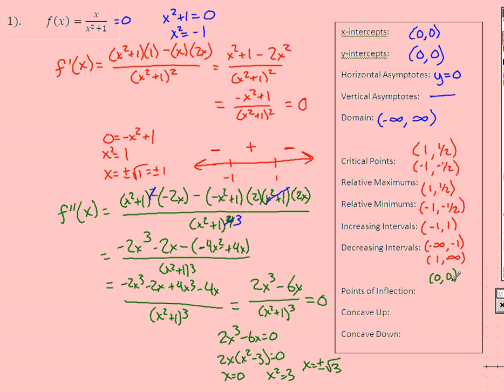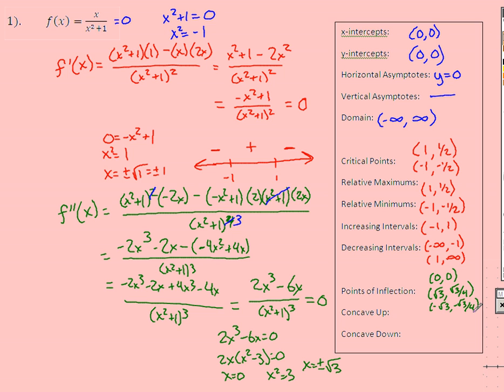So when I plug in 0, it should be 0, comma 0. When I plug in square root of 3, I'm going to get, well, a pretty nasty number. You can go ahead and use a calculator to approximate it. It ends up being square root of 3 over 4. And if I did negative square root of 3, it ends up being the negative square root of 3 over 4. Those are my points of inflection.